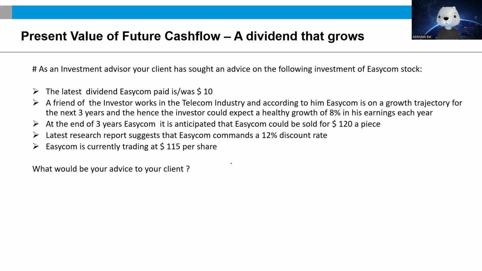Now, here, things are getting a little bit more interesting. All right. So now we don't have 5 years, we have only 3 years at our disposal. And across the 3 years, there is a dividend, and the last dividend that was paid was $10, which is likely to grow at the rate of 8%. All right, so that means we could always map the dividend out here, because this is going to grow at the rate of 8%.